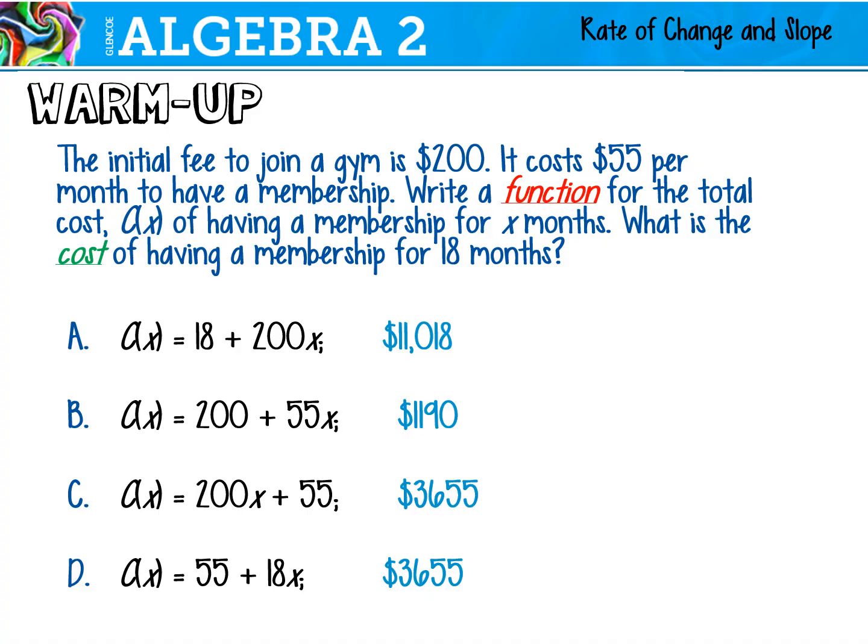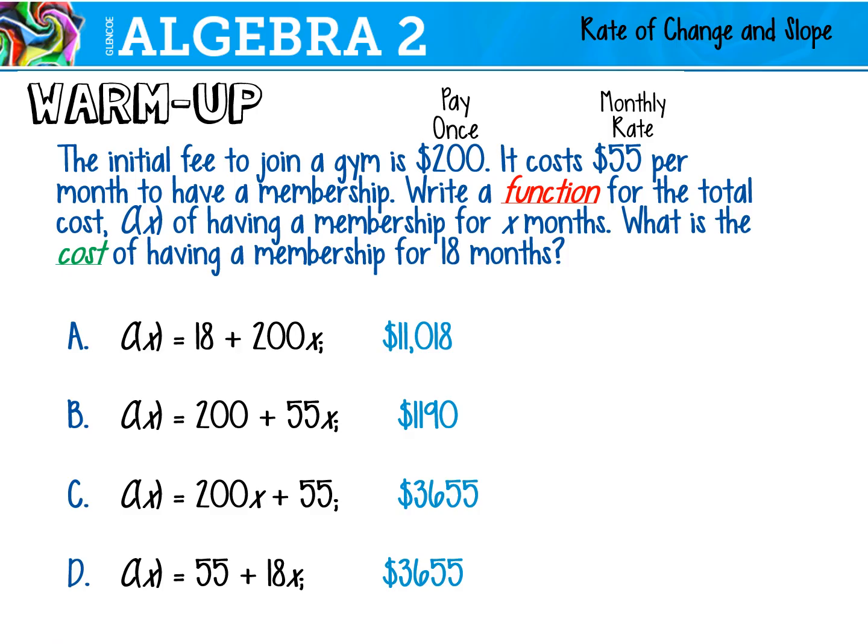Another warm-up. Initial fee to join a gym is $200. That we pay once. It costs $55 per month. That's our monthly rate to have a membership. Write a function for the total cost, C of X, of having a membership for X months. And what is the cost for having a membership for 18 months?